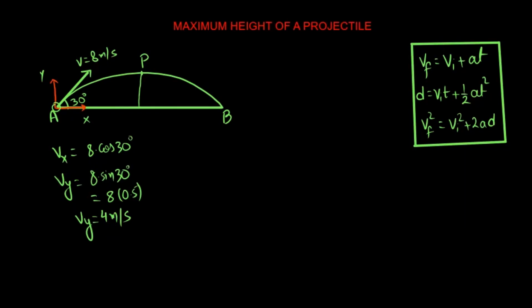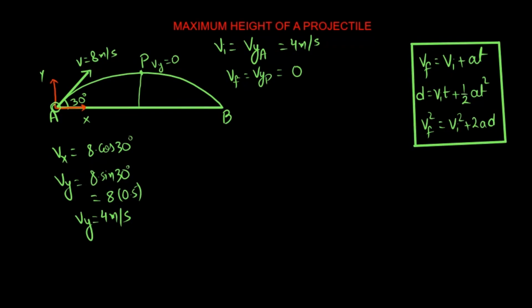We look at the projectile starting at A and going to P. Let's only worry about this part of the journey. A is the initial point and P is the final point. So the velocity at A, the y component of velocity, is the initial velocity, 4 meters per second. The final velocity is the velocity at point P, which is 0. We know that the y component of velocity at the highest point is 0.